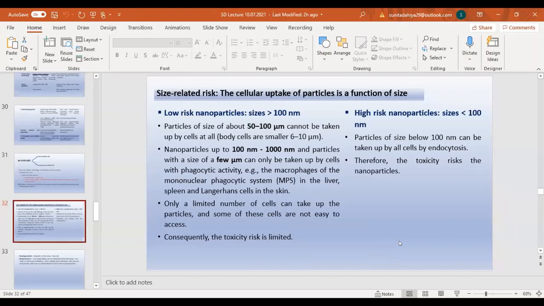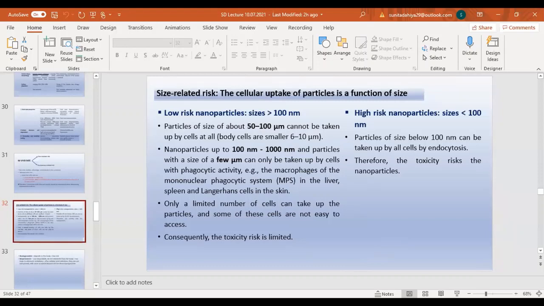The size of the cells ranges between 6 to 10 micrometer, right? So these smaller size cells cannot take up the particles which are larger than that. So there is no risk with the bigger particle that they will be taken up, right? So we forget about that.